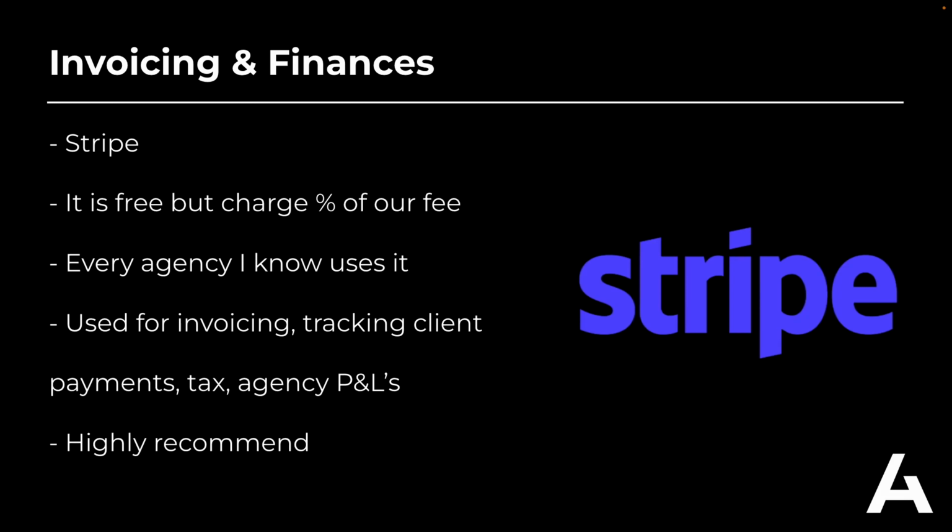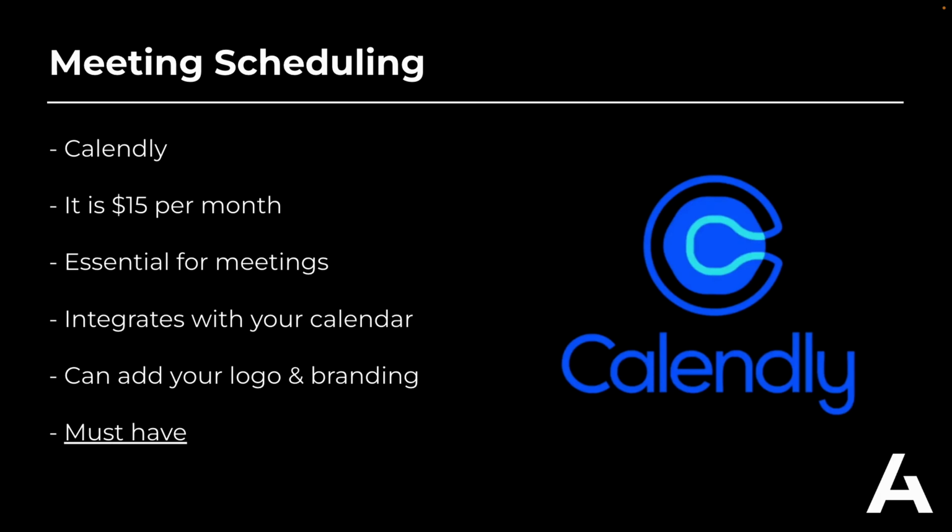Invoicing and finance. Stripe is what we're going to be using for invoicing and finance. Stripe is actually free, but they just charge a percentage of your fee. So they don't charge you anything to create an account, but they do charge you a percentage when you invoice a client. Every agency I know uses Stripe, used for invoicing, tracking client payments, tax, agency P&Ls. Highly, highly recommend you go and use Stripe if it is available in your country. They even do tax returns and things for you. It's really, really good and vital to have for your invoicing and finances on your agency.